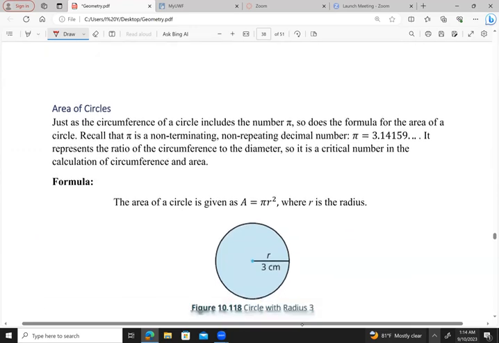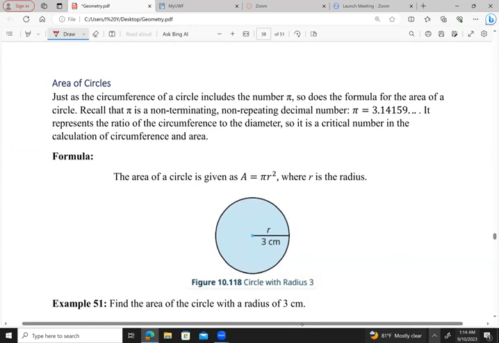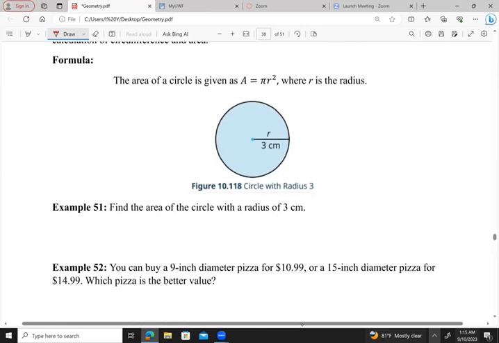Okay, and now we get to circles. Just as the circumference of a circle includes the number pi, so does the formula for the area of a circle. Recall that pi is a non-terminating, non-repeating decimal. Pi is equal to 3.14159 and so on. It represents the ratio of the circumference to the diameter, so it is a critical number in the calculation of circumference and area. So the area of the circle is given as A equals pi r squared, where r is the radius.